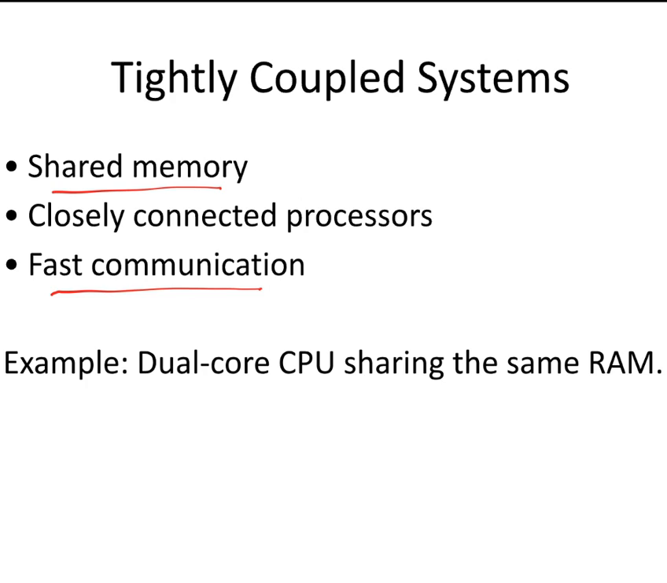For example, a dual core CPU. A dual core or a quad core processor in your laptop or smartphone is a tightly coupled system where all cores share the same RAM. That's random access memory.